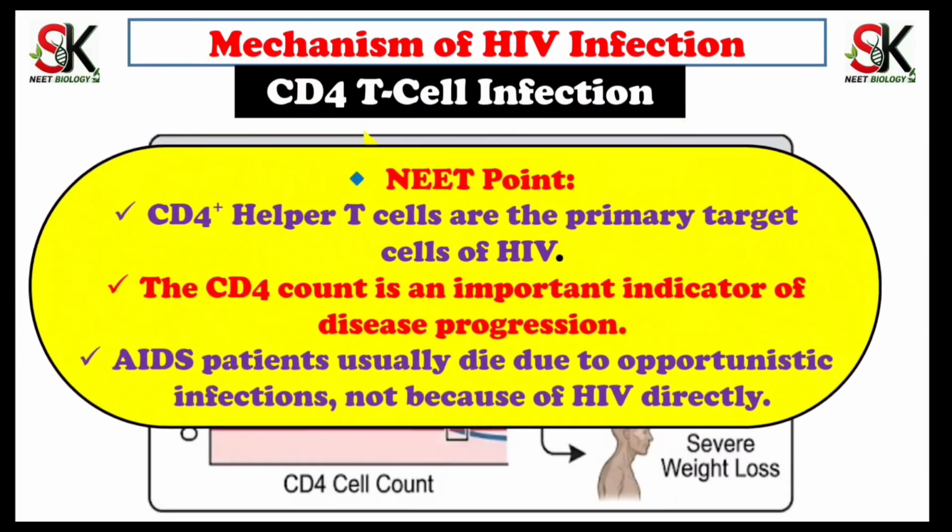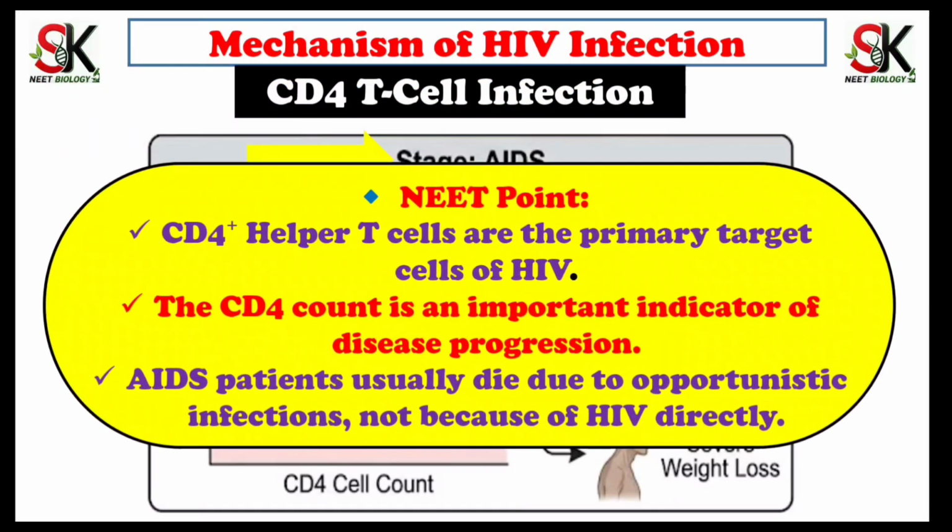Important neat points. CD4 plus helper T cells are the primary target cells of HIV. The CD4 count is an important indicator of disease progression. AIDS patients usually die due to opportunistic infections, not because of HIV directly. This is all about mechanism of HIV infection.